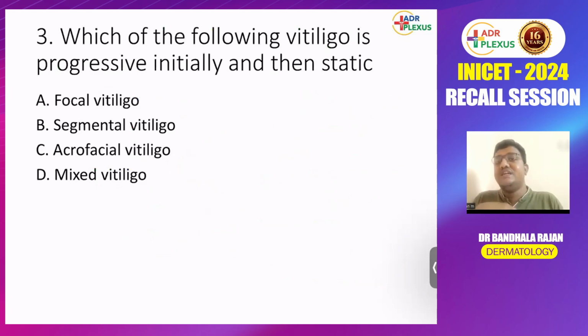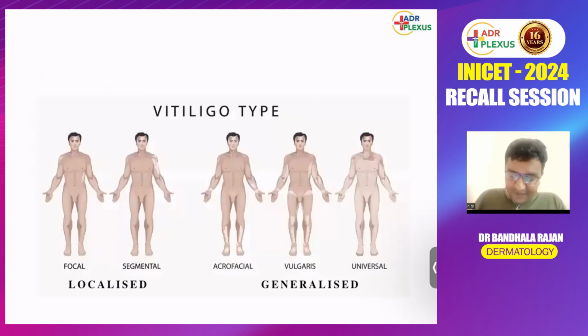The next question: which of the following vitiligo is progressive initially and then static? Option A, focal vitiligo. Option B, segmental vitiligo. Option C, acrofacial vitiligo. Option D, mixed vitiligo. We have discussed vitiligo multiple times, but the progression is somewhat quite a different question they have asked this time. We know these are the different types of vitiligo.